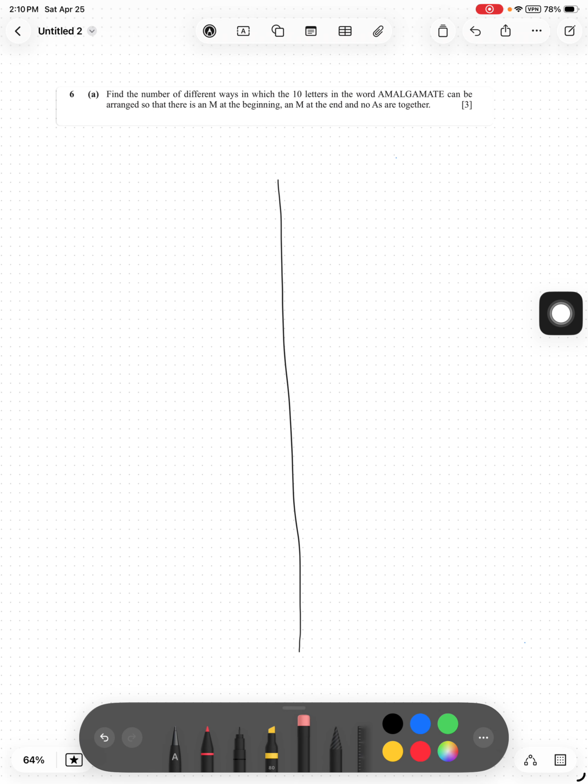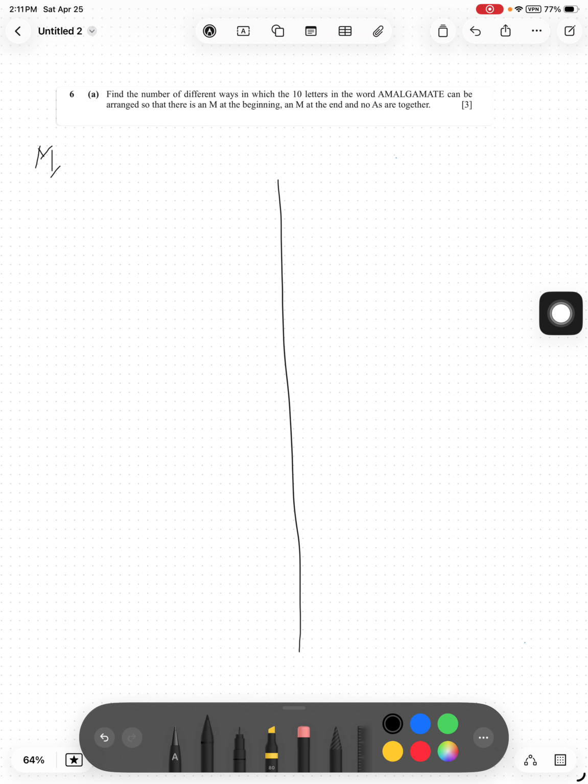So we have 3 conditions that we're supposed to satisfy so we can come up with the final answer, right? Now the first condition is when we have an M at the beginning. So let's rewrite this word again. Now we have the first condition stating that we should have an M at the beginning, right? Then we should have an M at the end.